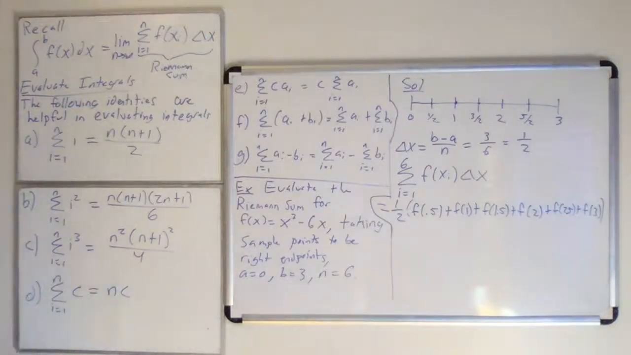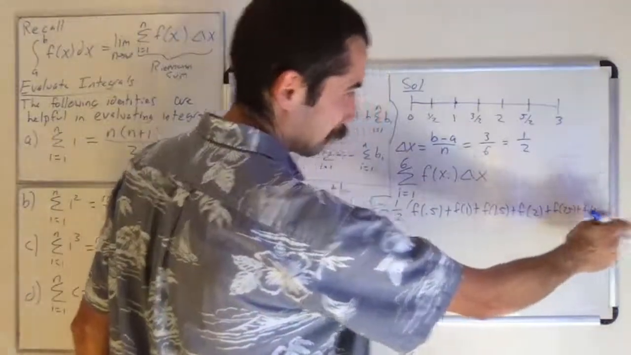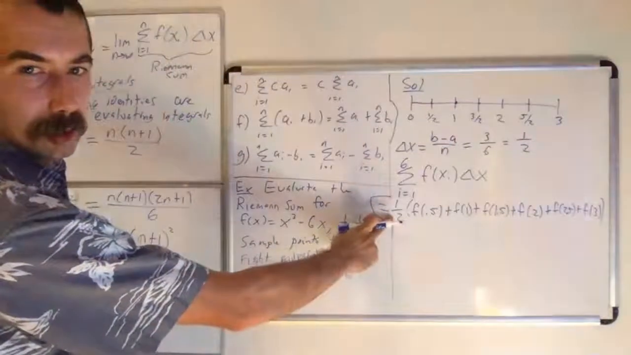Don't you have to multiply the values by 1/2? Yeah, I put a 1/2 on the outside. I would have preferred to put it here, but I ran out of space. So the 1/2 is here. So yeah, this was the delta x.